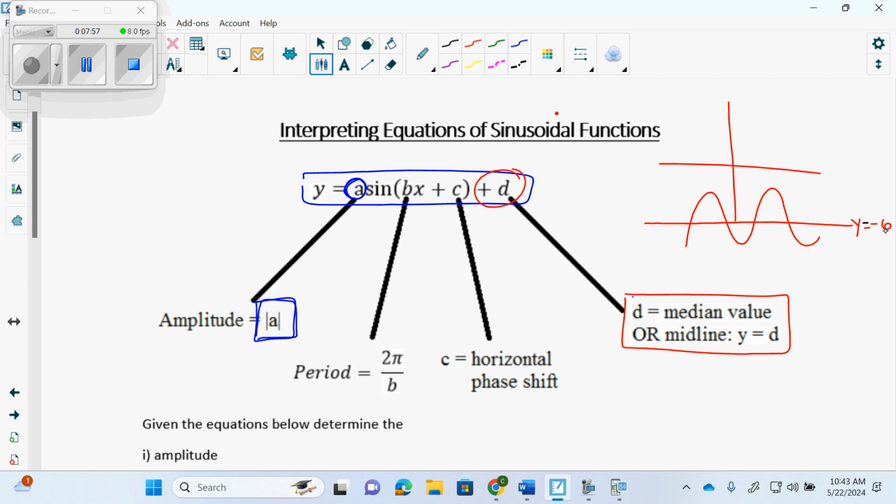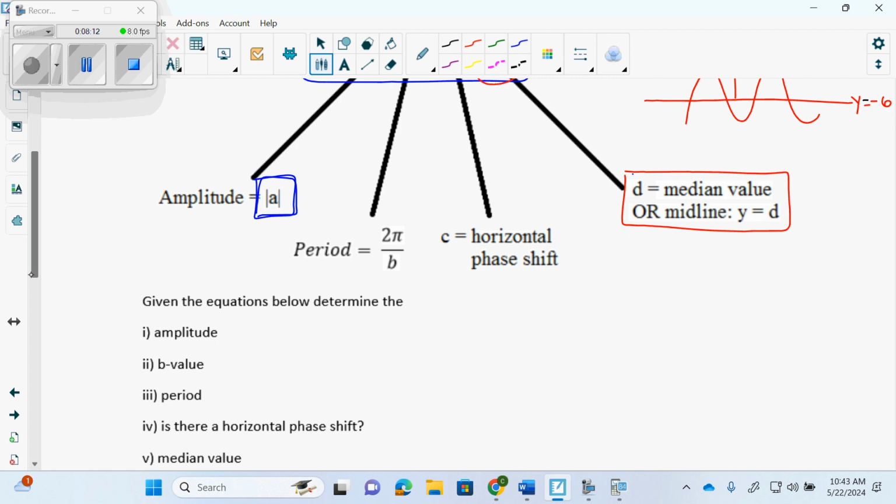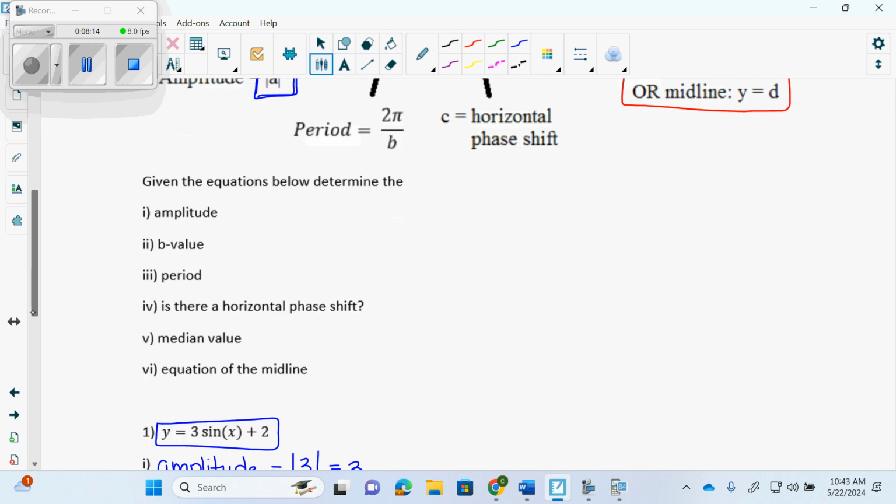So the median value is just whatever D is. The midline is y equals d. Remember, we need to have that y equals. Do you think people forget the y equals all the time? Yes, they do. That's why I'm trying to drill it into your heads. Okay. So the median value is 4, and the equation of the midline is y equals 4. So that's what we're going to go to right now, okay?